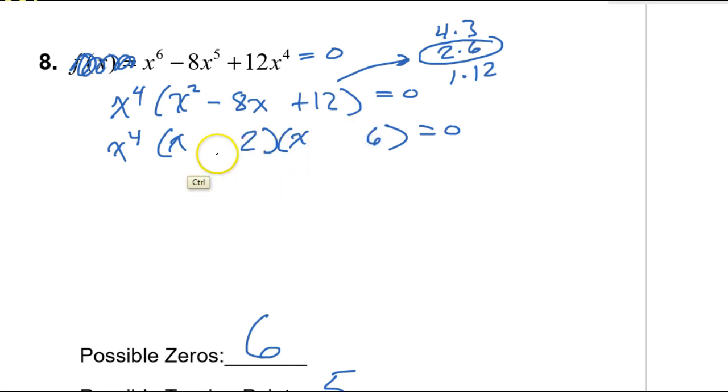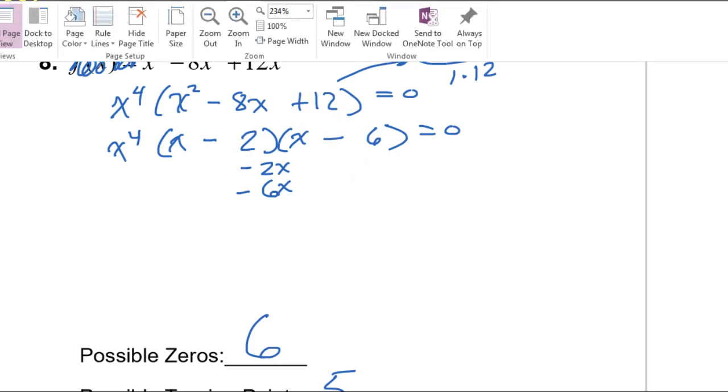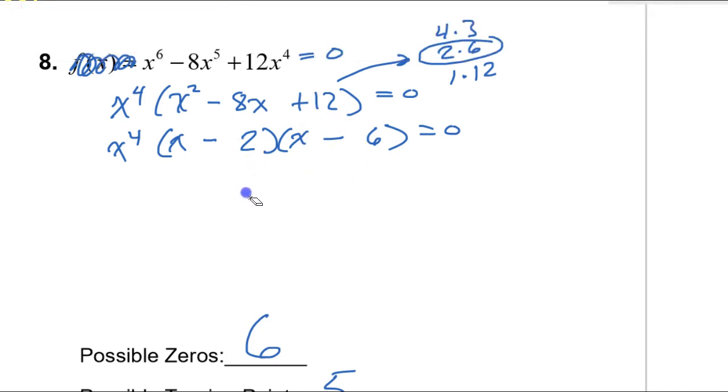All right, inner plus outer must equal the middle. So inner, I have 2x. Outer, I have 6x. To get negative 8, both of these have to be negative. So negative 2 and negative 6. Negative 2 times negative 6 is positive 12. So that means this is the correct factorization.